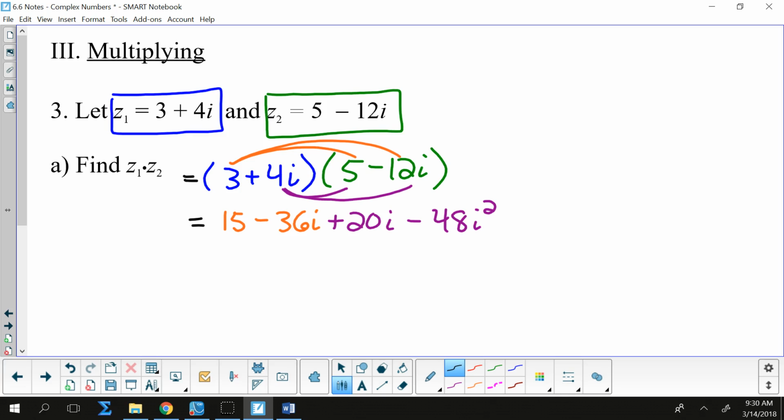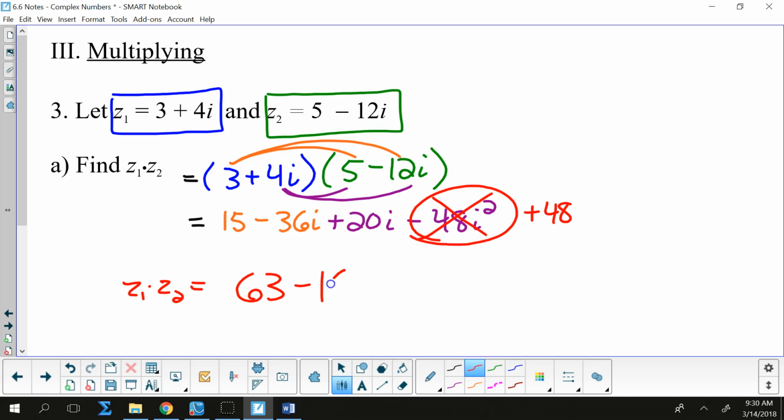Okay, can I combine anything else? You can make the i squared negative 1. I squared is negative 1, so this one becomes plus 48, if I make i squared be negative 1. And then now when I combine them, I get z sub 1 times z sub 2 is 63 minus 16i.